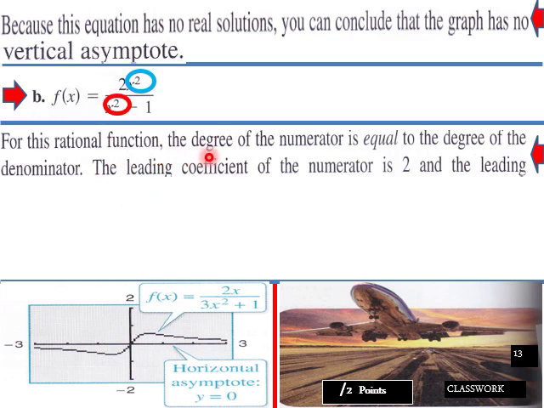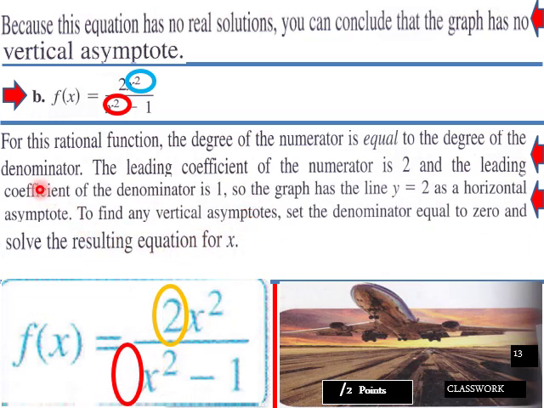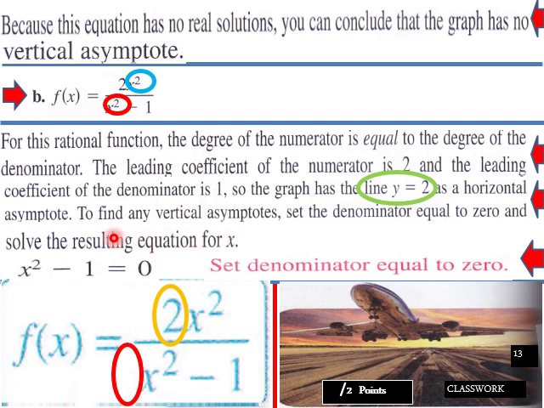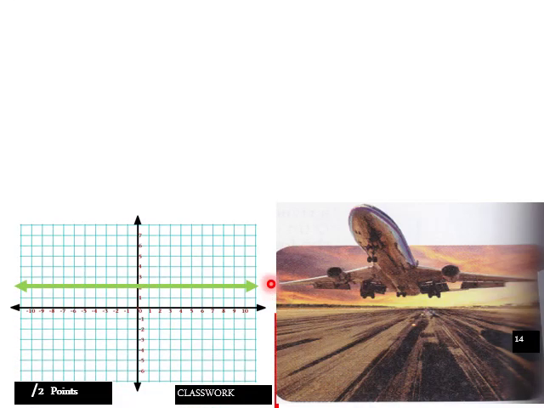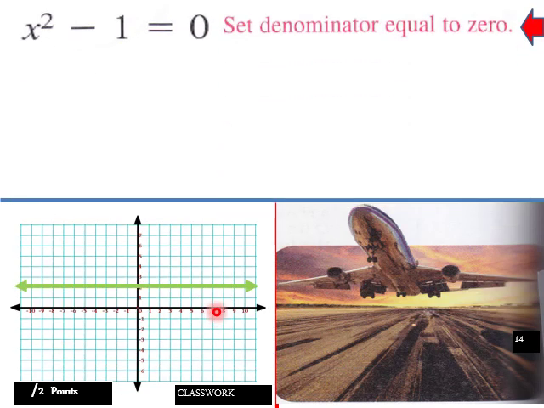For this rational function, the degree of the numerator is equal to the degree of the denominator. So the leading coefficient of the numerator is 2, and the leading coefficient of the denominator is 1. So the graph has the line y equals 2 as a horizontal asymptote. To find any vertical asymptote, set the denominator equal to 0 and solve the resulting equation for x. So x squared minus 1 equals 0. What do we come up with here?